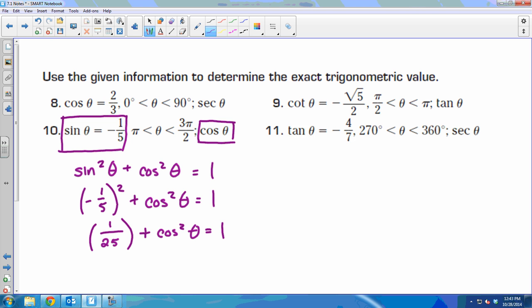So then I'm just solving the equation. So I'm subtracting 1/25. So you have to have a common denominator. So that ends up being 25/25 minus 1/25, right? 1 is 25/25. And I subtracted the 1/25 from each side. So you get 24/25. Everyone's still with me? So now you have to take the square root.